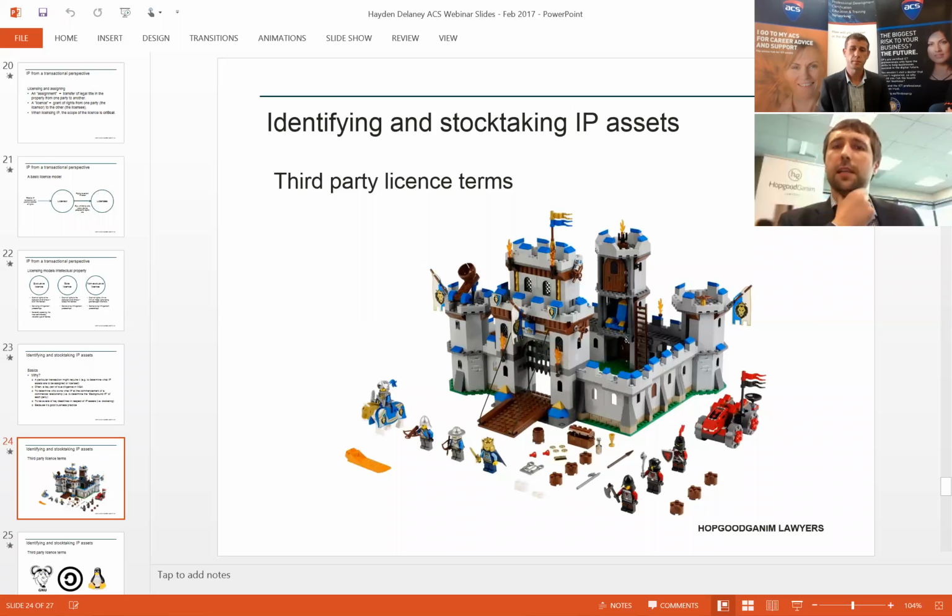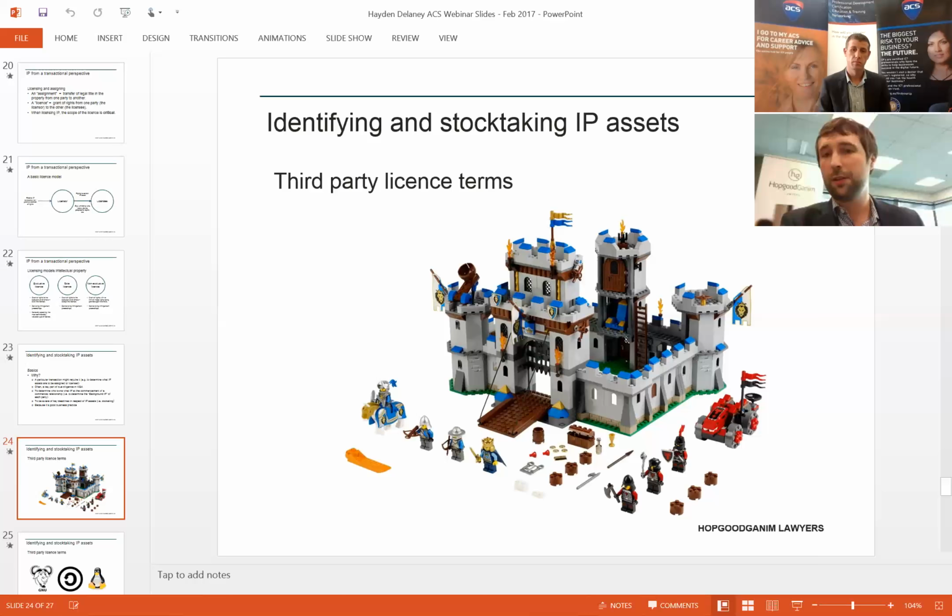The other thing to think about as part of an IP stocktake, I guess, is third-party license terms, and it's particularly relevant to the ICT industry. So we don't like reinventing the wheel. I understand that. And sometimes when you're looking to build a castle, the Lego castle I've got on the slide on the screen there, to put it in simple terms, maybe you don't need to reinvent a drawbridge.